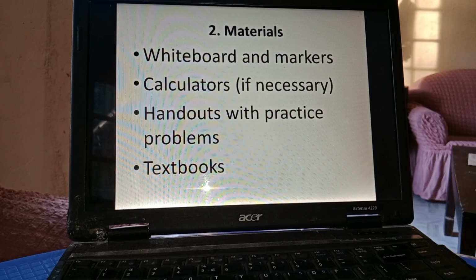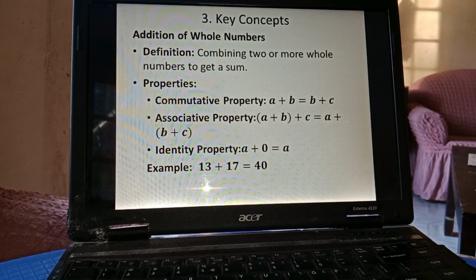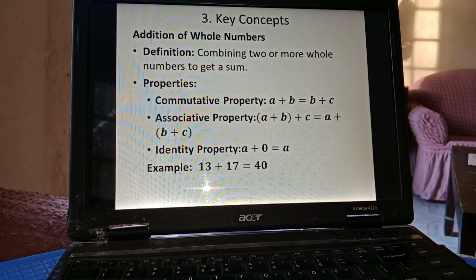Materials is a whiteboard and markers, calculators if necessary, handouts with practice problems, and then textbooks. Although we don't encourage calculators in lower classes in high school. Key concepts: addition of whole numbers. Definition: addition means combining two or more whole numbers to get something called a sum. That is what we mean by adding.